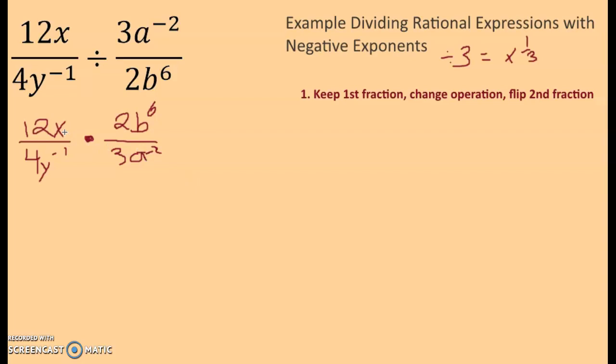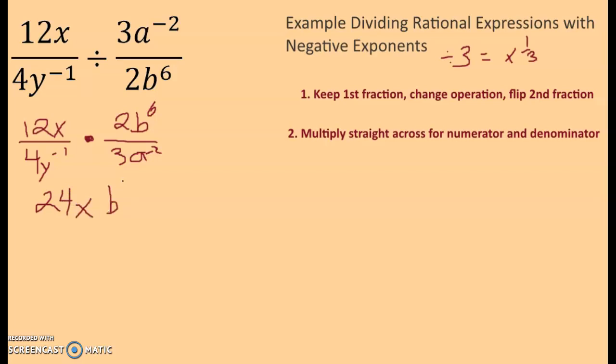Okay, step 2, you want to multiply straight across. Straight across on the numerator, straight across on the denominator. When we're doing that, we're going to put the like bases together if there are any. In this case, there's not any like bases though. But we can still multiply 12 times 2, which is 24. x times b to the 6th power, all over 4 times 3, which is 12. y to the negative 1st power times a to the negative 2nd power.